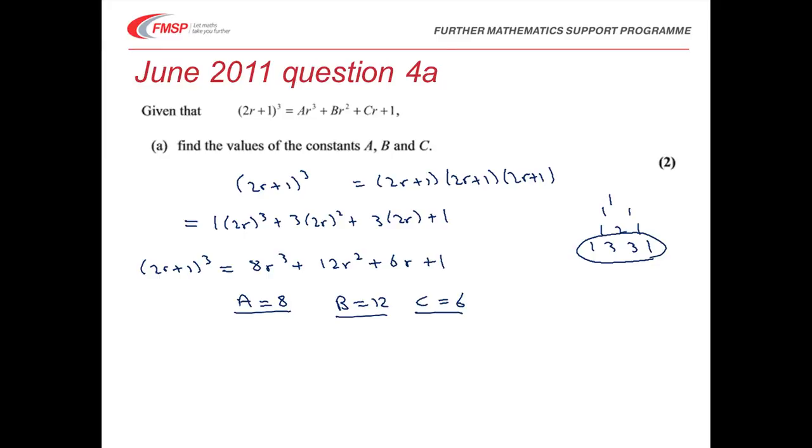The mark scheme for this part of the question offers a method mark for expanding the bracket or using binomial expansion, and an accuracy mark for getting all 3 values correct.